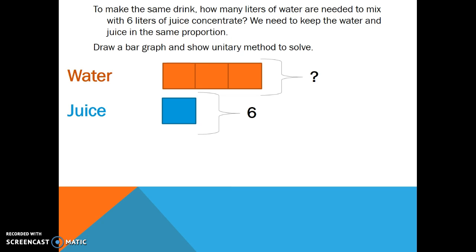So I've already got my unit there, don't I? I have 6 liters of juice. So that's my 1 unit. Now I want to solve for, I'm sorry, it was 6 liters of juice, but I want to solve for water. Water has 3 units, so I'm going to multiply 6 times 3 and get 18 liters of water.